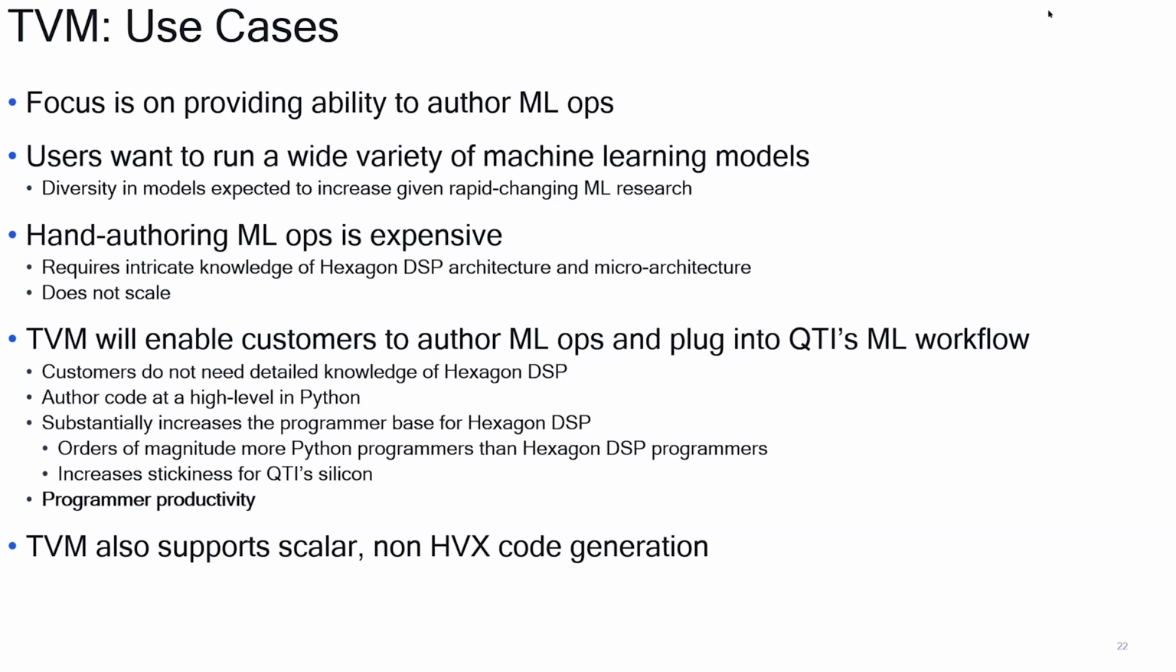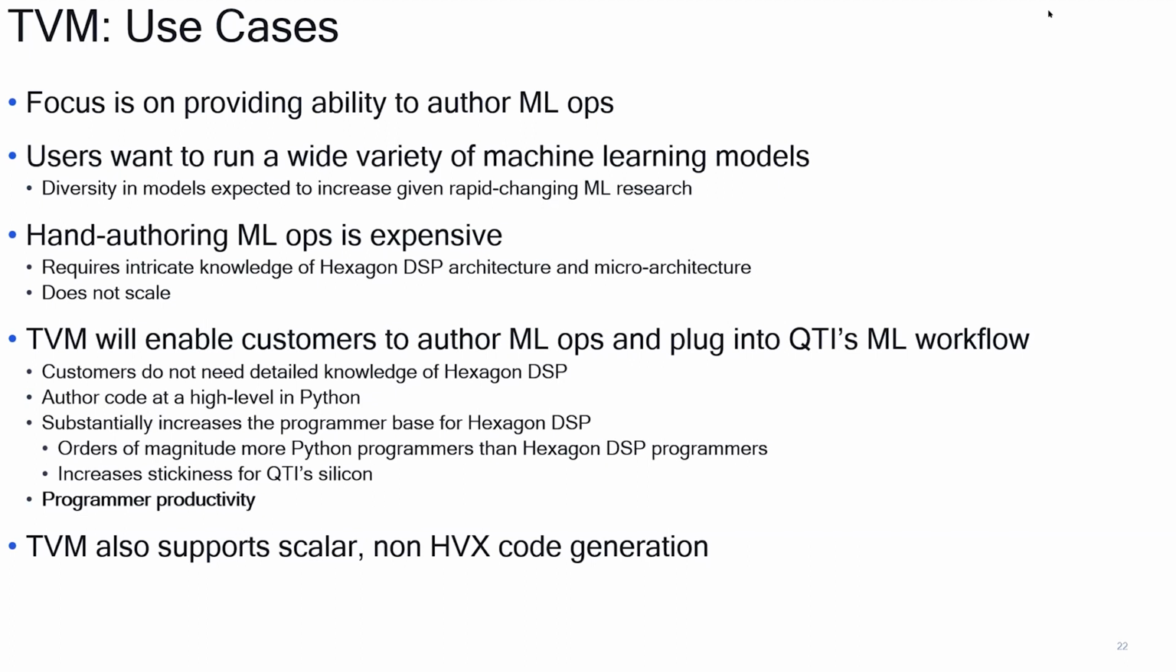The focus for TVM is to provide the ability to author ML ops faster. Users want to run a wide variety of machine learning models, and diversity in models is expected to increase given the rapidly changing ML research. There will be more and more models coming in. The complexity from here is only going to get higher.